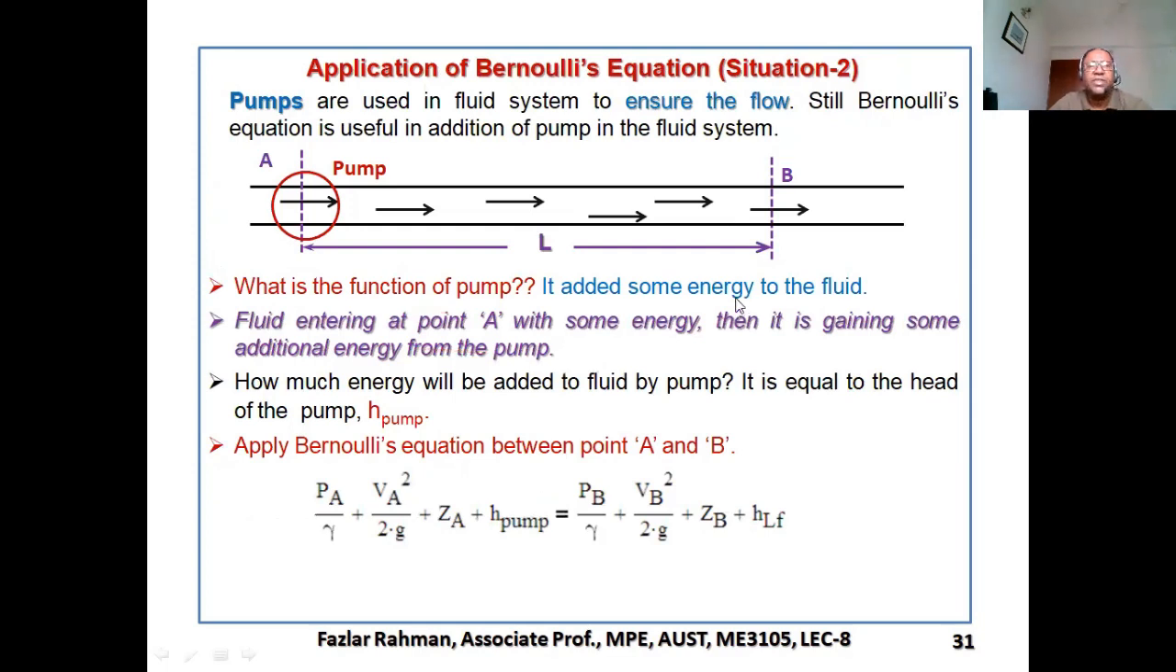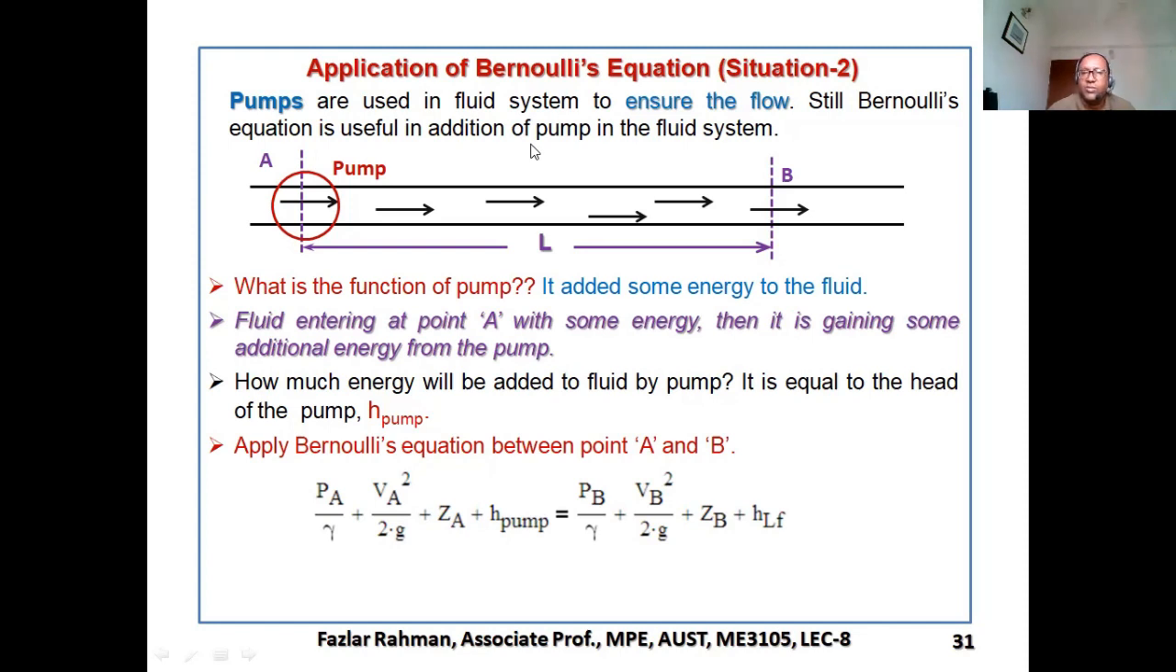Now, in a fluid system, you will see how many things we have. Sometimes we put in a turbine, right? We put in a pump. What does a pump do? It adds energy to the fluid. It takes electricity into the motor. The motor generates some mechanical energy. That mechanical energy you apply to the fluid. That means you are applying some energy.